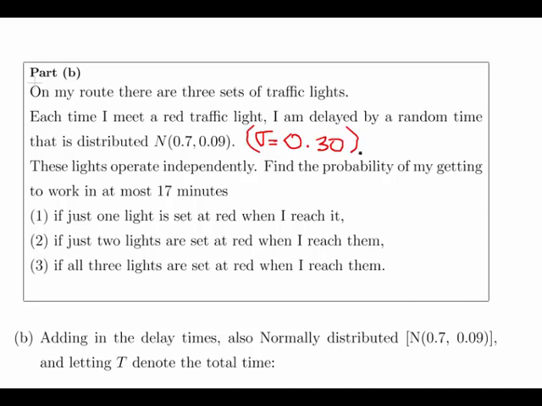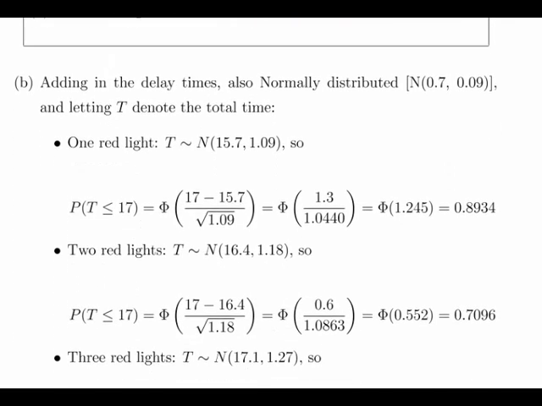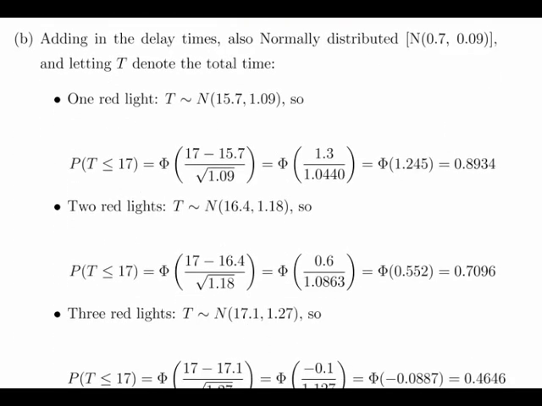Now there are 3 different scenarios here, including the one we've just met where there are no delays. So altogether it'll be 4. If just one set of lights is red when I reach it, and the other 2 are green. If just 2 lights are red when I meet them, and if all 3 are red when I meet them. This question works the same way in each of the 3 occasions. What we're going to do is update the mean and standard deviation of our total journey time. So we have 3 scenarios here: 1 red light, 2 red lights, and 3 red lights.